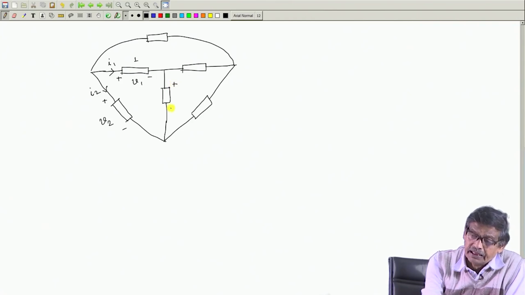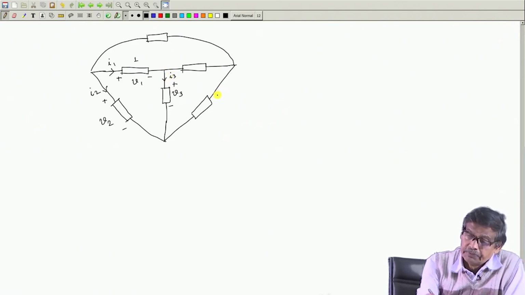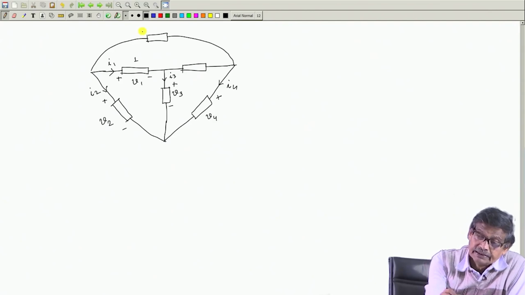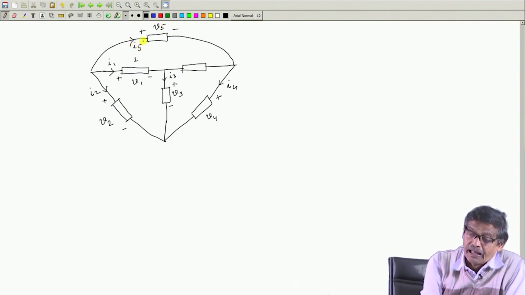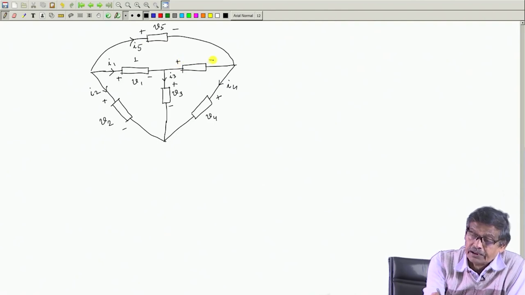Let this be element 3, V 3, this is I 3. Let this be element 4, voltage across it is V 4 and current is suppose I 4 and in this direction, and then this is suppose element 5, V 5 and current is flowing I 5, and this is the voltage across the element with this polarity V 6 and current is I 6. I can do that.